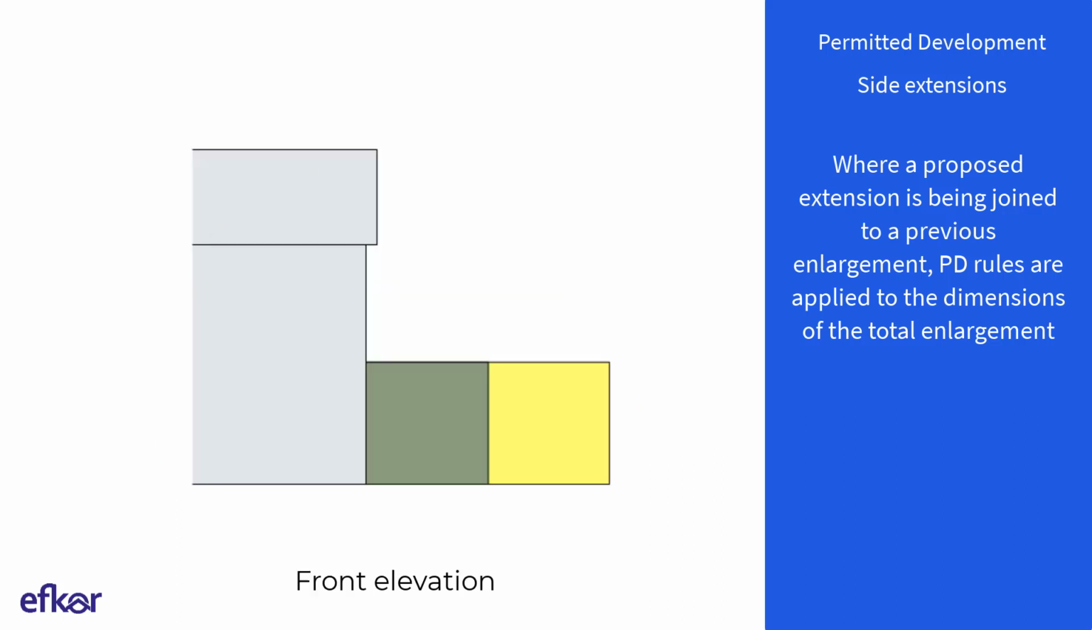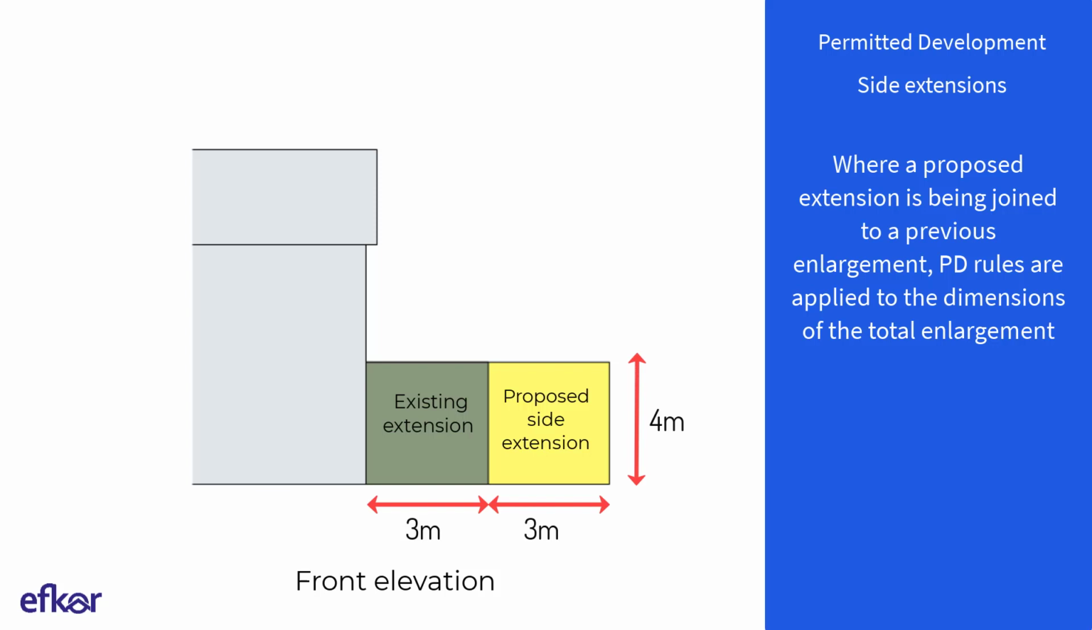In this example, adding a 3 meter wide extension to an existing 3 meter wide extension creates a total enlargement that is 6 meters wide. Both are less than 4 meters high, but as the total enlargement is more than half the 10 meter width of the original house, it cannot be built under PD rules.